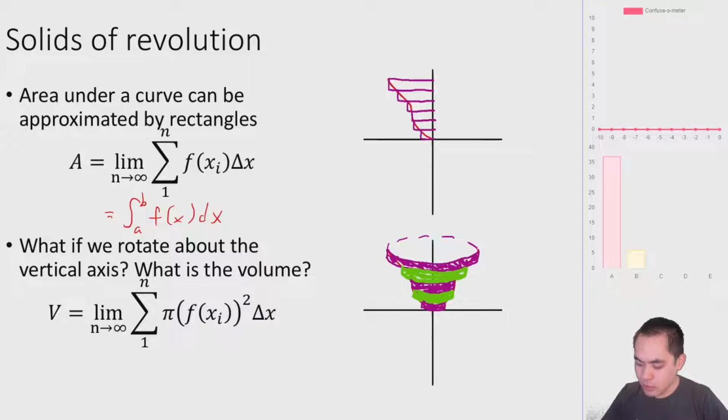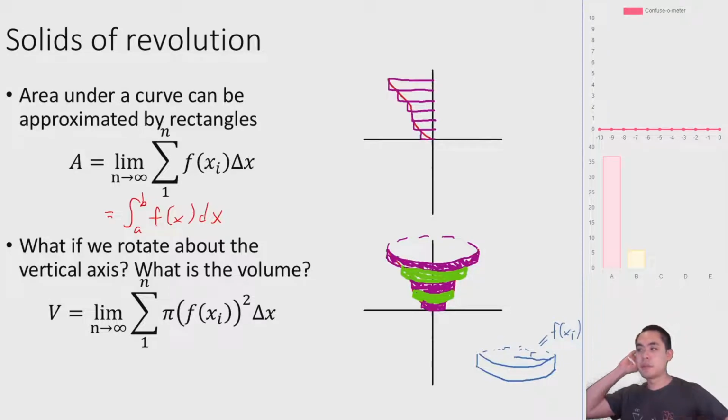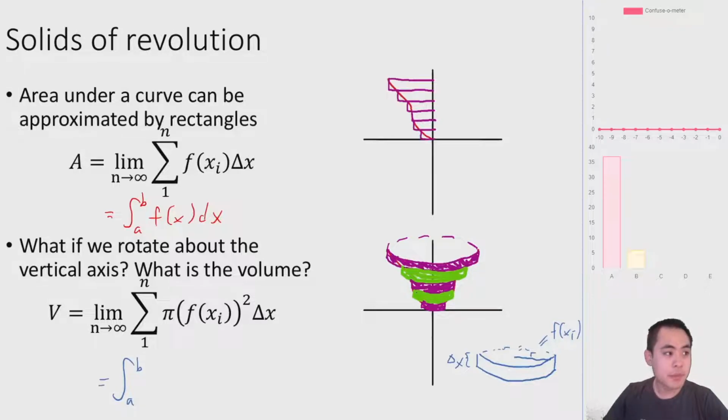Let me go ahead and write a couple more of these things. Because each of these little cylinders, we know how to compute the volume of each of these little slices. Because we have a radius r, and this r is going to be equal to f of x sub i. And then each of these little chunks is going to be of height delta x. And so once you've done this, what you get is the integral from a to b of pi times f of x squared dx.